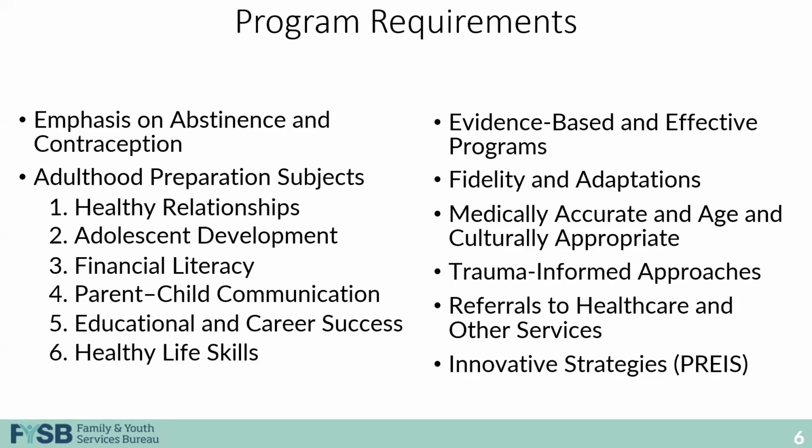They must also address at least 3 of the 6 congressionally mandated adulthood preparation subjects as part of contraception and abstinence education. Additional requirements include evidence-based and effective programs, fidelity and adaptations, providing medically accurate and age and culturally appropriate programming, trauma-informed approaches, referrals to healthcare and other services, and for PREIS, innovative strategies.